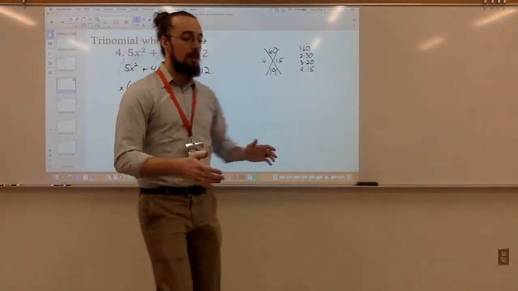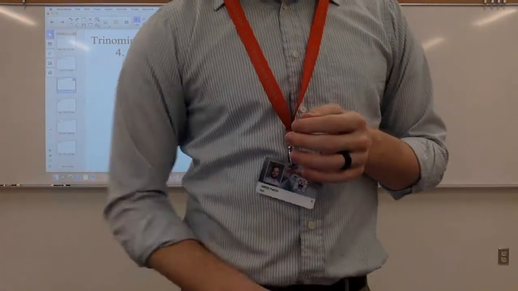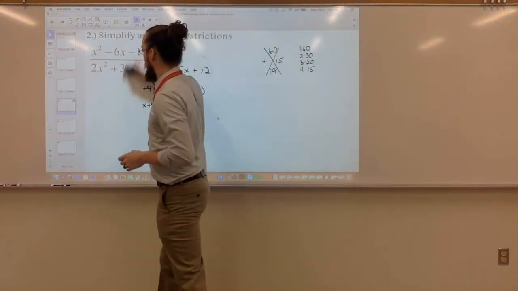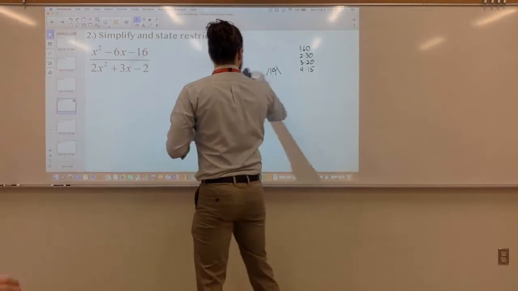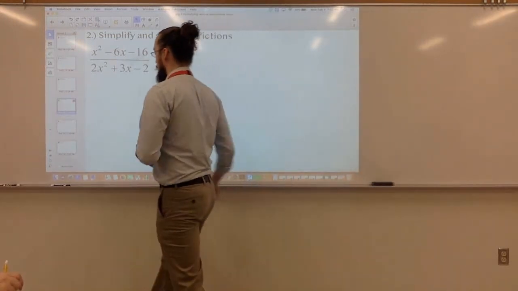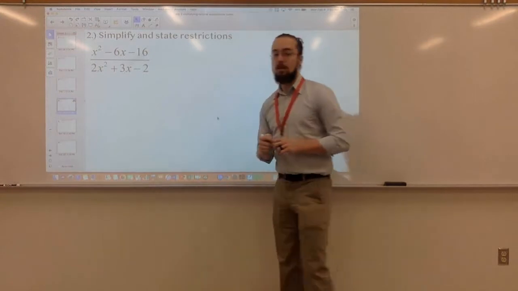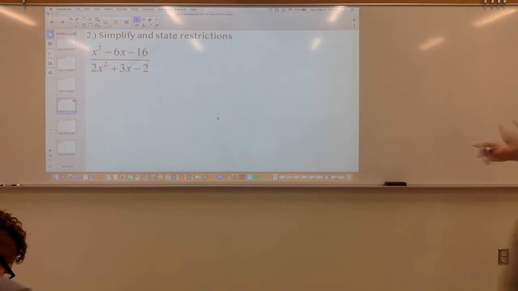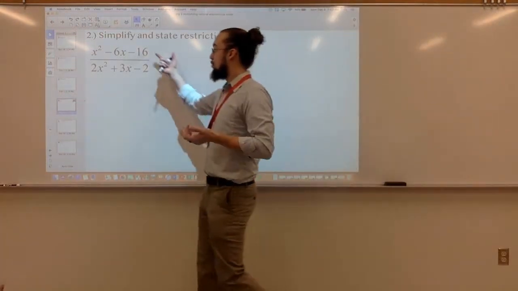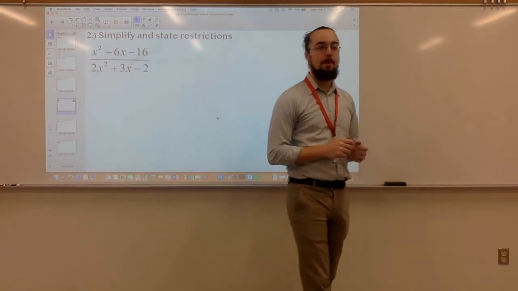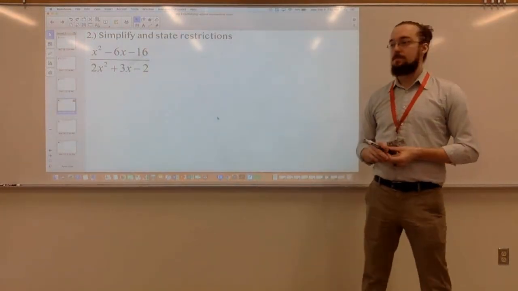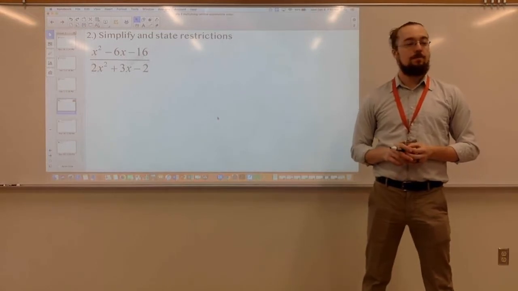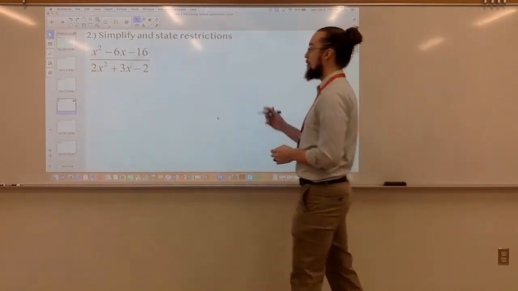Alright. Let's review real quick what we just did. We're going to combine this, go one step further today. So let's make sure we're okay on this idea. Simplify and state restrictions. So what do I need to do to simplify something like this? What's the first thing I have to do? Yeah, we have to factor both the top and the bottom.